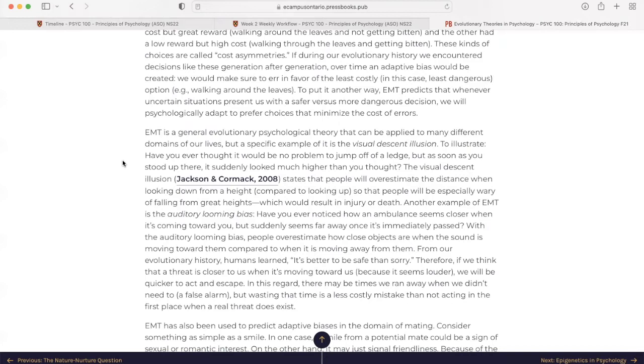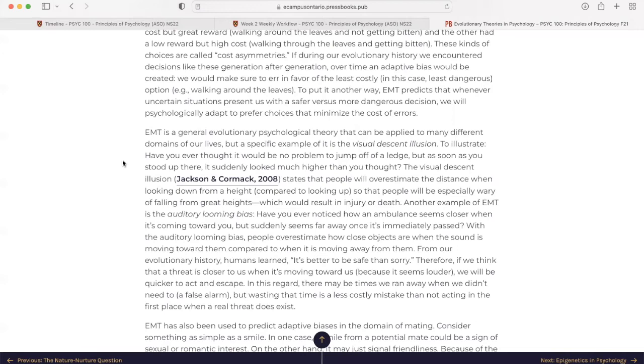EMT is a general evolutionary psychological theory that can be applied to many different domains of our lives, but a specific example of it is the visual descent illusion. To illustrate, have you ever thought it would be no problem to jump off a ledge, but as soon as you stood up there, it suddenly looked much higher than you thought? The visual descent illusion states that people will overestimate the distance when looking down from a height compared to looking up, so that people will be especially wary of falling from great heights, which would result in injury or death.